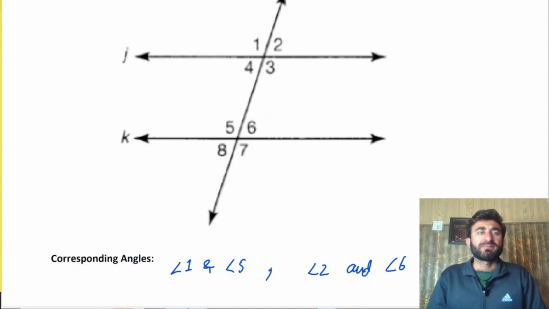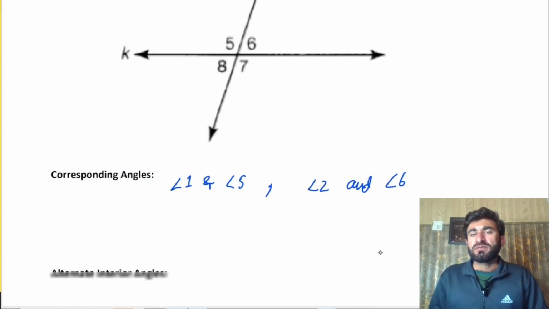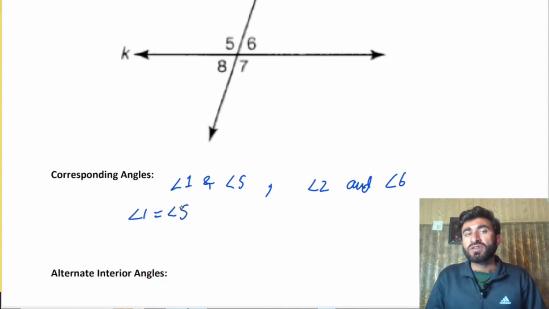Moving to the next, keeping in mind that angle 1 is equal to angle 5 because corresponding angles are equal to each other. Similarly, angle 2 will be equal to angle 6.